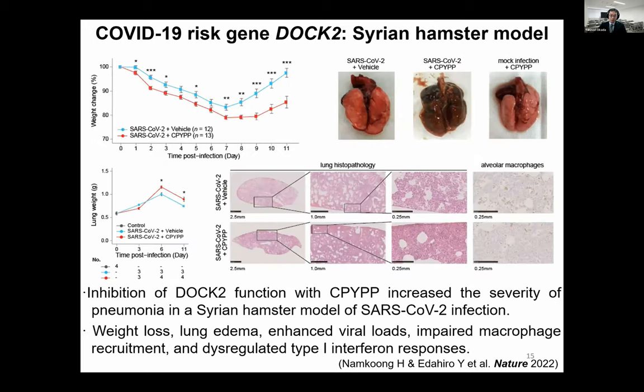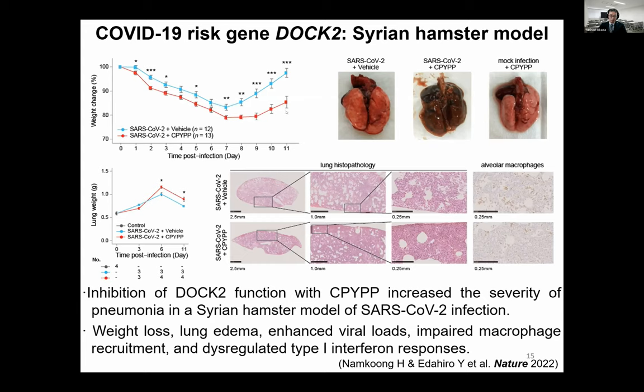And then we moved to how to perturb DOCK2. It was nice that a Japanese researcher, Professor Fukui at Kyushu University, has developed a DOCK2-specific inhibitor, CPIPP. So here is a hamster model, which loses weight after infection with SARS-CoV-2 virus. When we put in CPIPP to inhibit DOCK2, the weight keeps dropping and they die.